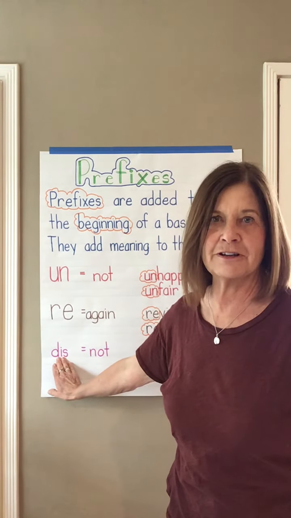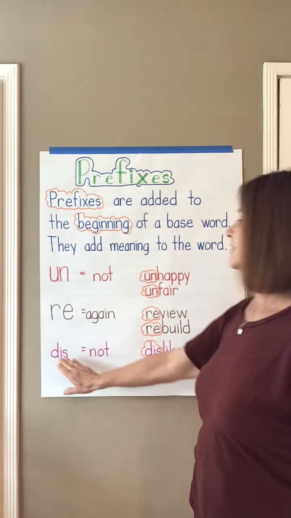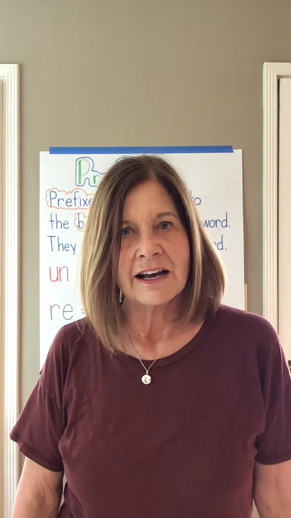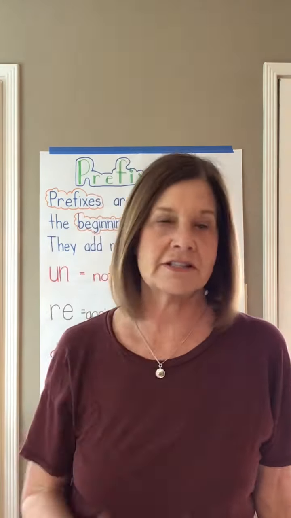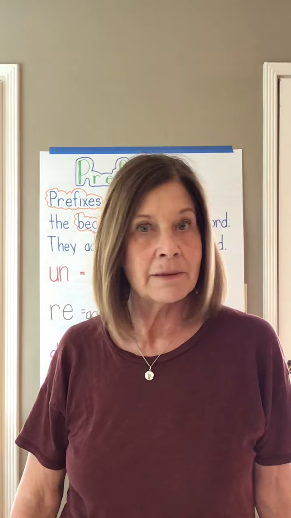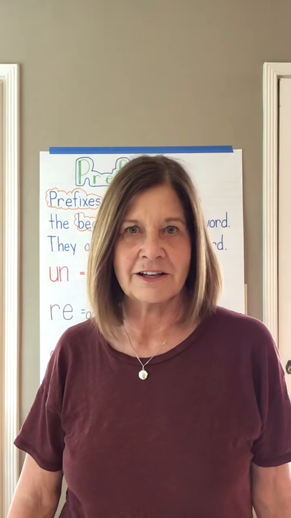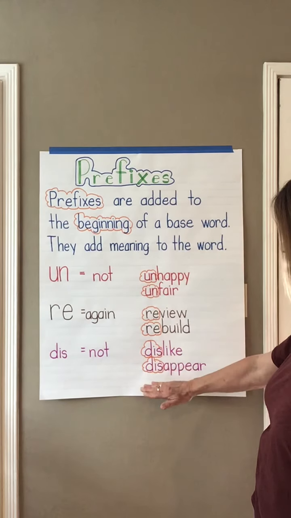Dis, a third prefix that we're going to talk about today, again means not. Dis means not. So the root word would be like. I just heard from one of our friends who said that he does not like chocolate pudding. Now, I was surprised because I like chocolate pudding, but not everybody does. He does not like it. So if we put the prefix dis before the base word like, it's dislike. He dislikes chocolate pudding. And here it is, dislike.